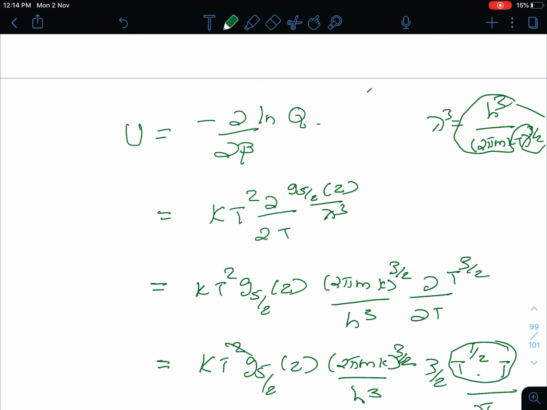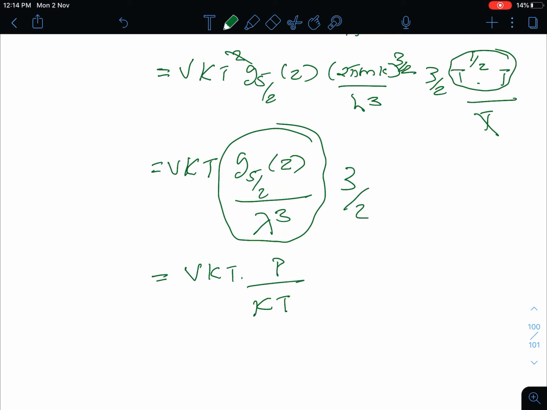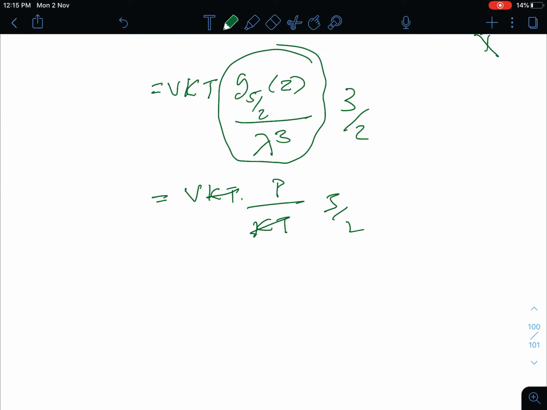ln q is equal to pv by kt, right? We took only p by kt. So some v is missing here. ln q is equal to pv by kt. So this is p by kt, so you have a v here also. Okay, so always you should have v here. I made a mistake. So v p by kt times 3 by 2. Okay, so kt and kt get cancelled. So that is 3 by 2 pv. So u is equal to 3 by 2 pv.